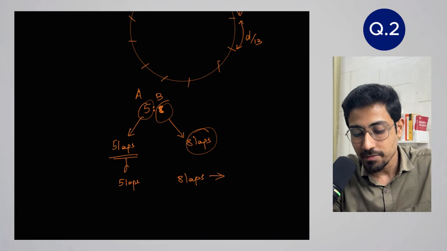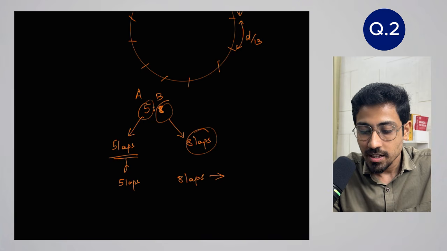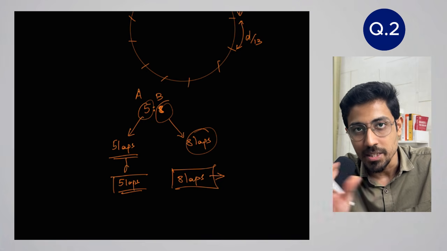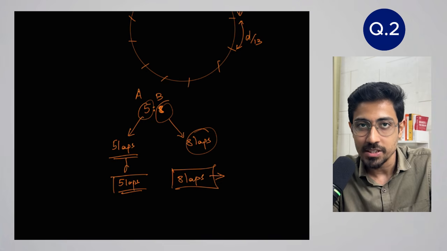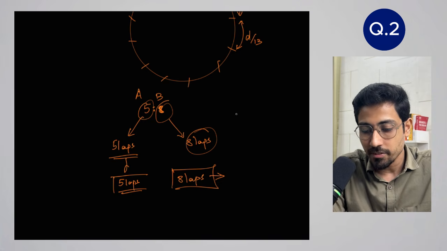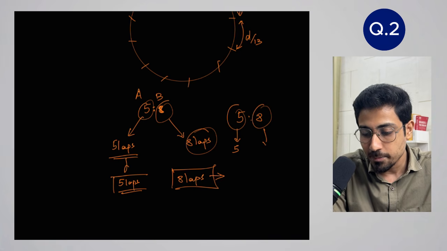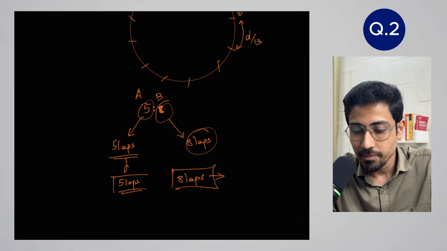In the previous case as well, you could have seen that happening. But in this case as well, by the time A covers 5 laps, B covers 8 laps, and that is when they meet for the first time at the starting point. Whatever is the speed ratio, that many laps. So 5 laps for A, 8 laps for B. That is one concept.